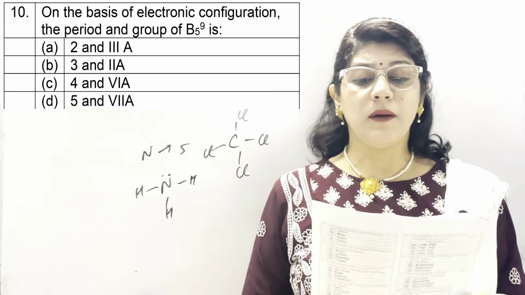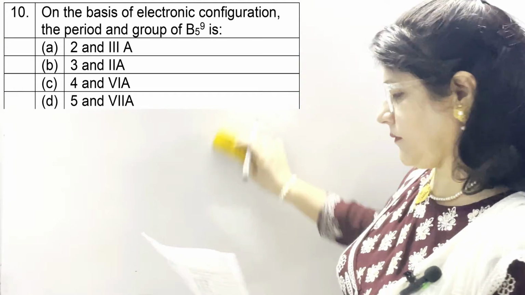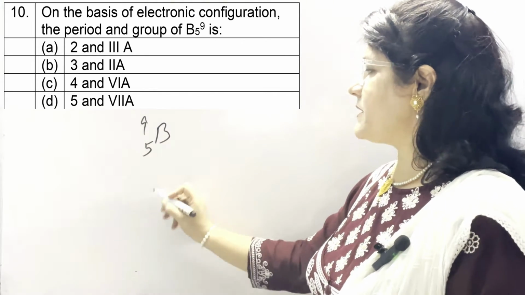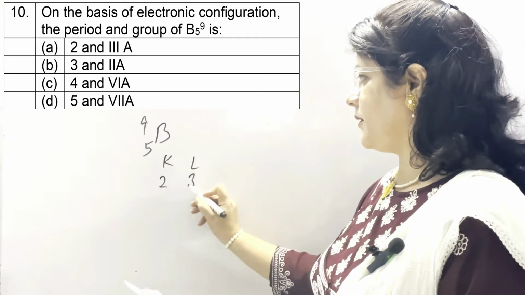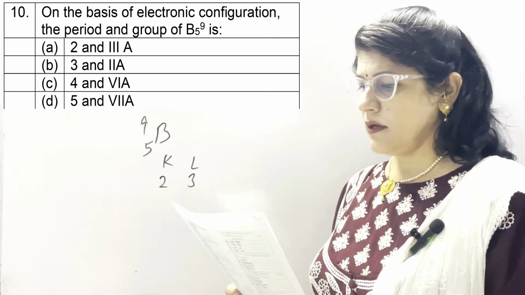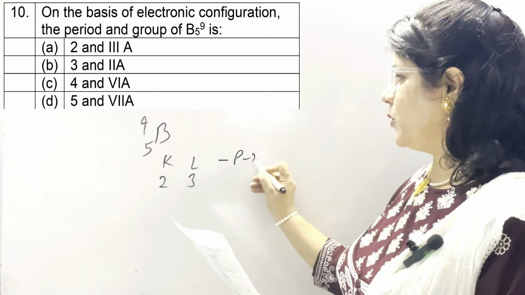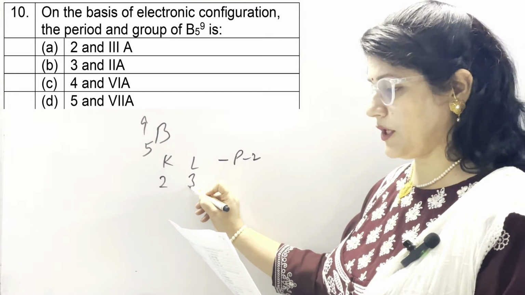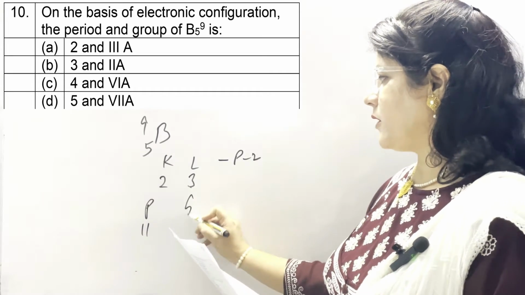MCQ number 10 is: on the basis of electronic configuration, the period and group of boron. Boron is 5, 9. It means atomic number of boron is 5. So K and L configuration is 2, 3. And mass number is 9, it means 4 neutrons. Now the question asks us what is the period number. 2 shells, it means period is 2. And group, because 3 electrons in the outermost shell, group is 3. So period 2 and group 3.